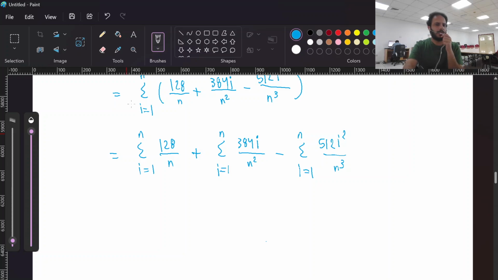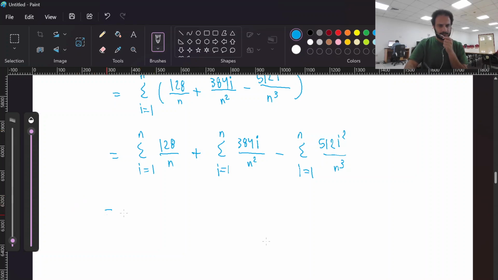Okay, let's continue. Now you will take things not containing i out of the summation, because the variable in the summation is i, right? So you can take common factors not related to i, like 128 over n, and in the second summation you can take 384 over n squared out because they are not i. Then the last sum, you can take 512 over n cubed out of the sum. This we will do now.